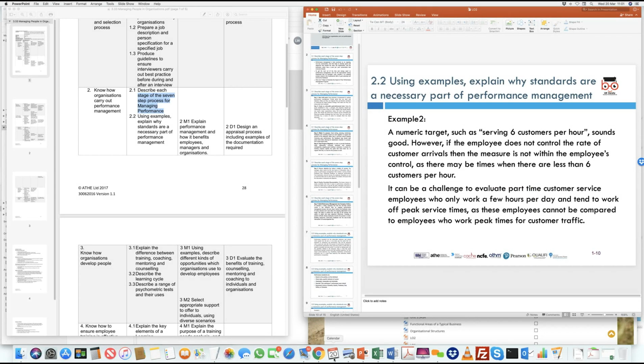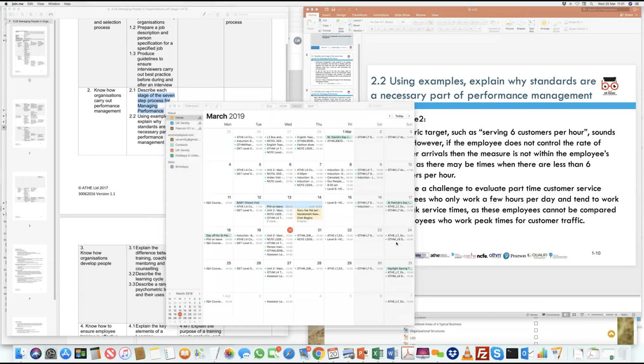In terms of the next session, are we looking at Monday, Wednesday next week as well? Sorry, I think Wednesday we got already booked. Wednesday, okay.